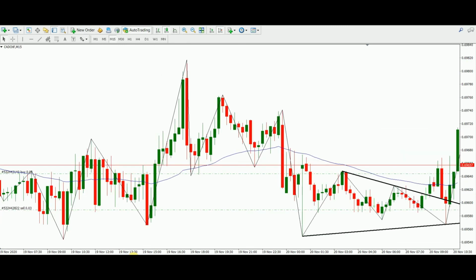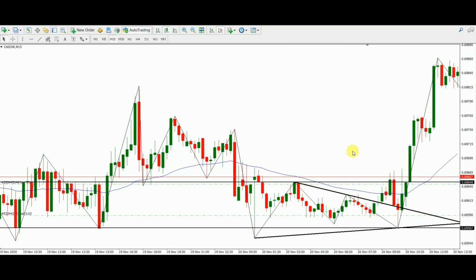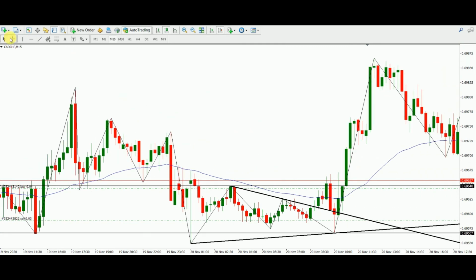We have another one here. Okay, this is Canadian Swiss franc, 15 minutes also. Same thing. We'll put the buy stop here, then here will be the sell stop. But I think it will be the same.